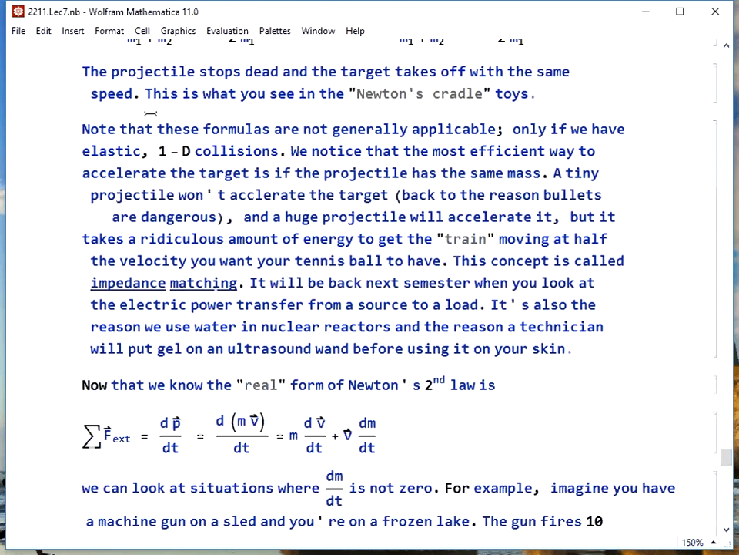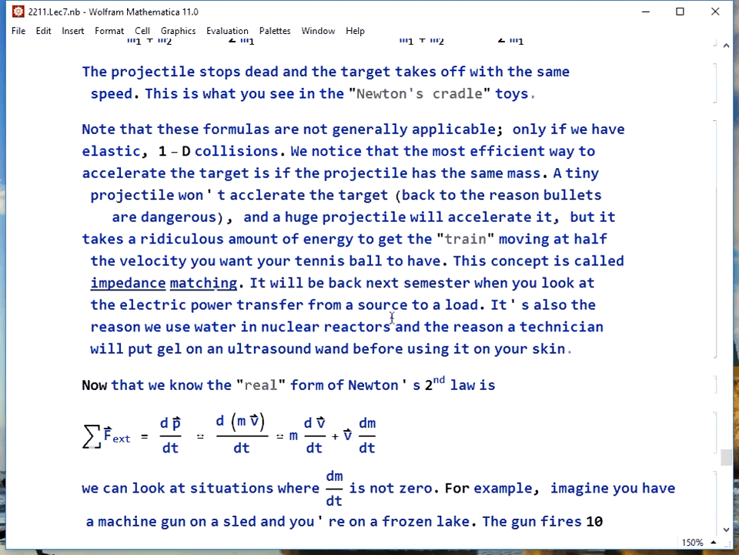Remember, we can only use these if we have elastic 1D collisions. But the thing that it does point out is the most efficient way to accelerate a target is if you hit it with a projectile with the same mass. The tiny projectile, the tennis ball, won't accelerate the target at all. And yes, the freight train will accelerate the tennis ball, but it takes a huge amount of energy to get the train moving at half the speed you want the tennis ball to end up with, so that's not very efficient either. This idea is called impedance matching, and it pops up all through physics.